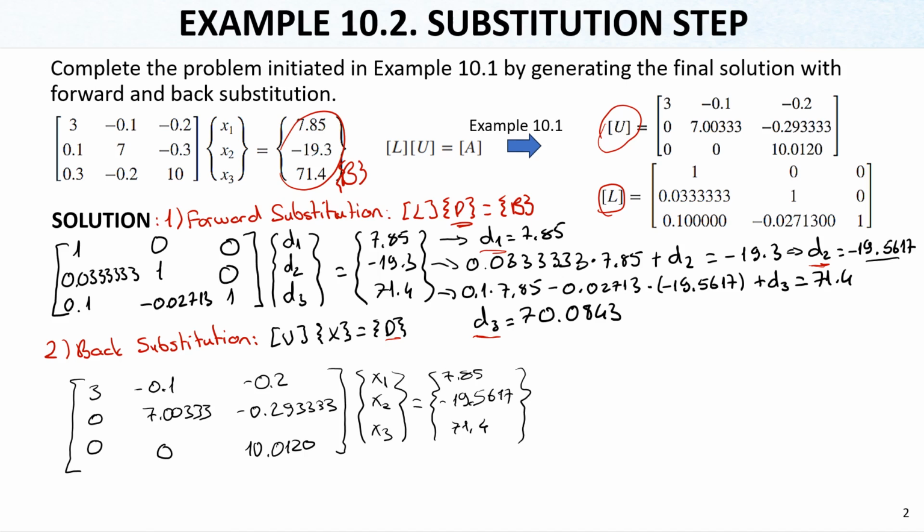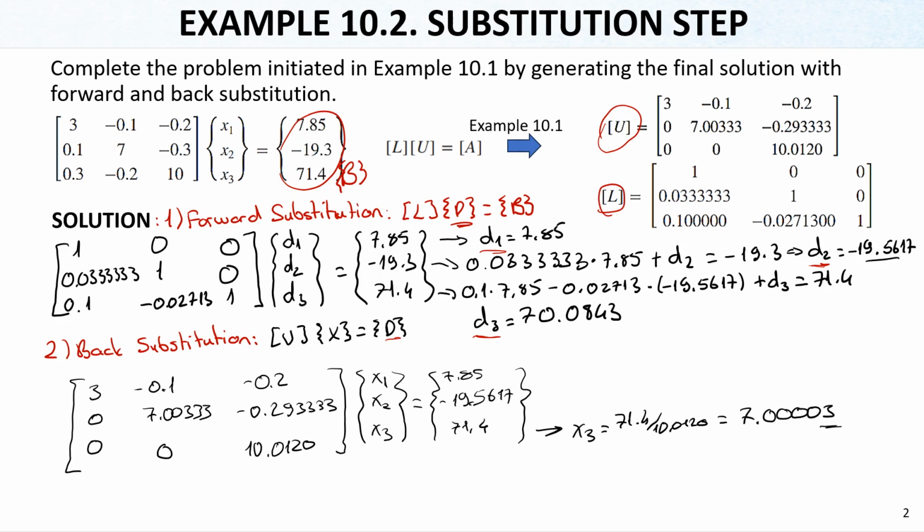Back substitution means we start from the back, from here, basically multiply this row by this column. It is only x3 as you can see, and equivalent to this. So from there, x3 is equivalent to 71.4 divided by 10.0120. Then x3 is 7.00003. And this is just a round of error.